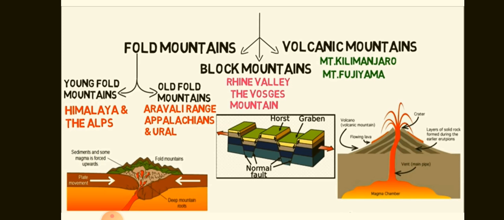Block mountains are created when large areas are broken and displaced vertically. The uplifted blocks are termed as horsts and the lowered blocks are called graben. The Rhine Valley and the Vosges Mountain in Europe are examples of such mountain systems. Volcanic mountains are formed due to volcanic activity. Mount Kilimanjaro in Africa and Mount Fujiyama in Japan are examples of such mountains.